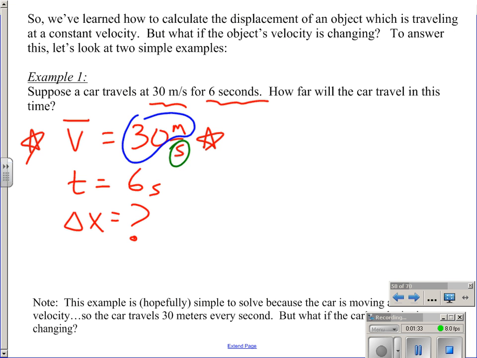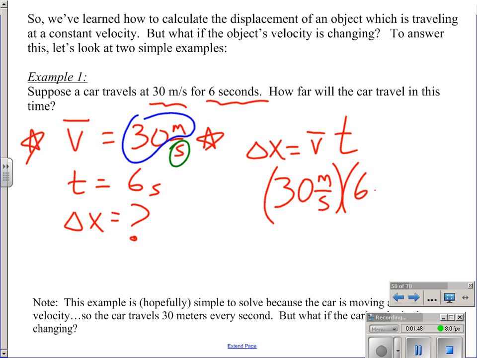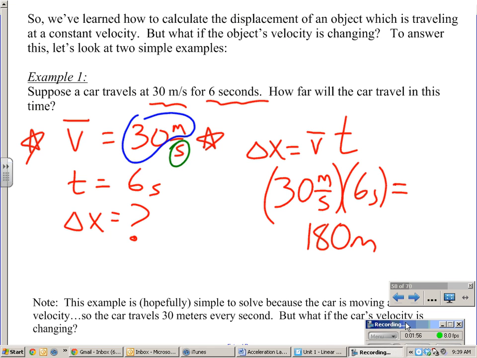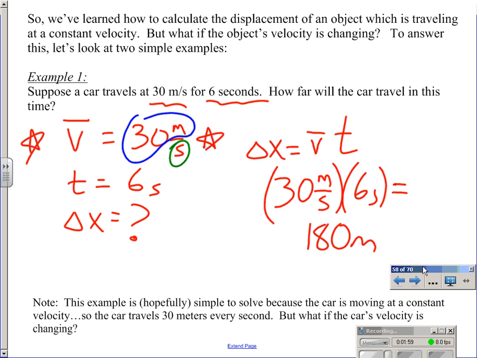To find our displacement, here's an equation from the beginning of the class. To find our displacement, we just multiply the velocity by the time. My car went 30 meters every second for 6 seconds, so that means it went 180 meters, right? And that's it. What it says under here is that this example is hopefully simple to solve. Hopefully you got this as an answer. What makes it easy is the fact that the car is moving at a constant velocity. The car travels 30 meters every second.